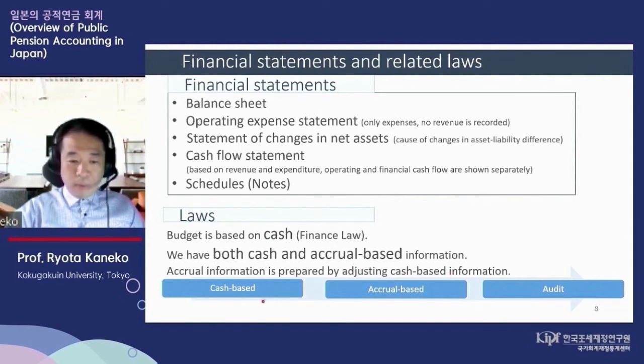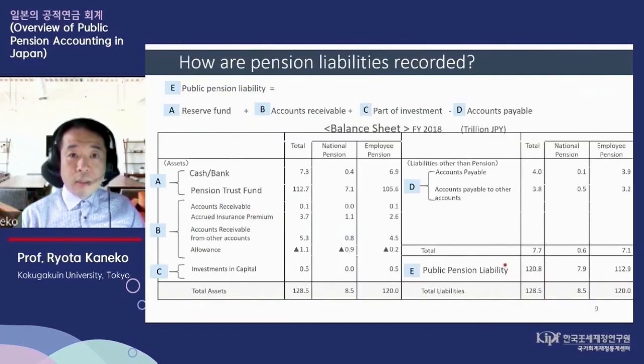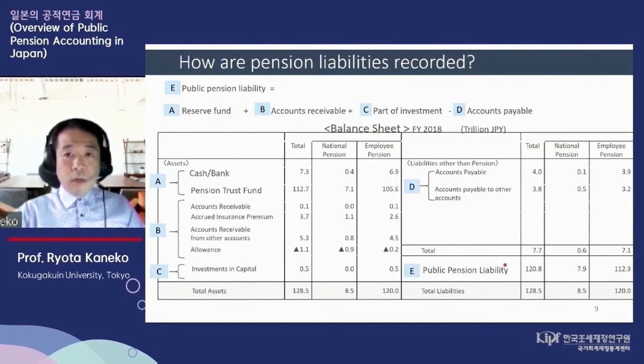So here in Japan, at first, the cash-based information is prepared. Then there are some adjustments to this cash-based information, and then accrual-based information is prepared. Then this information is audited by the Board of Audit of Japan, and then it is open to the public. So now I will show you how our pension liabilities are recorded.